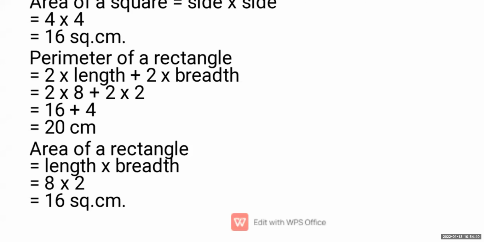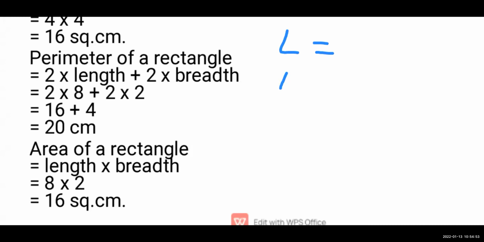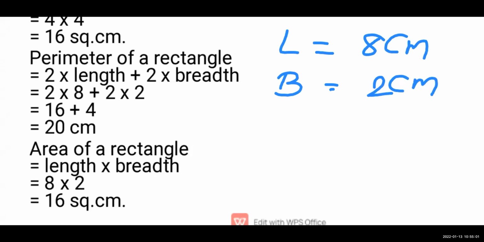Okay, now next two remaining parts we are going to do. Now we have to find out the perimeter of a rectangle. See, perimeter of a rectangle में length is also given and breadth is also given. Length कितना दिया था 8 सेंटीमीटर और breadth कितना दिया था 2 सेंटीमीटर. It is already given in the question that the length of a rectangle is 8 centimeter and its width is 2 centimeter.